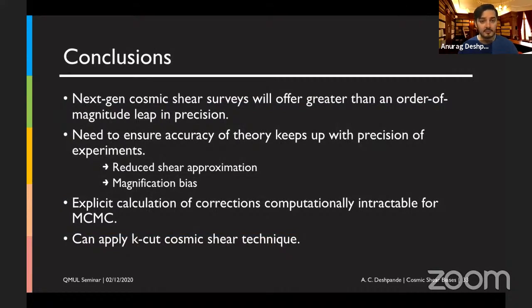So yeah, that's basically everything. Just to conclude, the motivation for this work is that next generation cosmic shear surveys like Euclid, Vera Rubin and Nancy Roman will offer more than an order of magnitude leap in the precision of their data. So we need to keep the accuracy of our theory up with the precision of those experiments. The two corrections that I've looked at together are the reduced shear approximation and magnification bias. But unfortunately, the explicit calculation of those corrections is computationally intractable for an MCMC in any realistic situation. One way that we can solve that issue is to apply the K-cut cosmic shear technique. So that's everything. Thank you for listening.